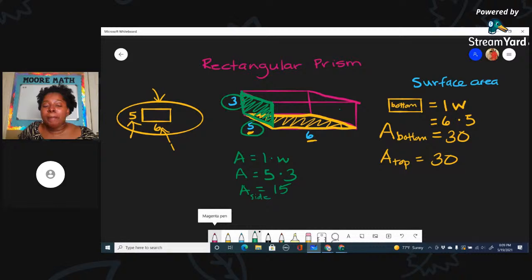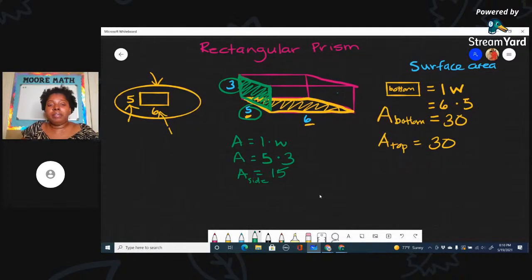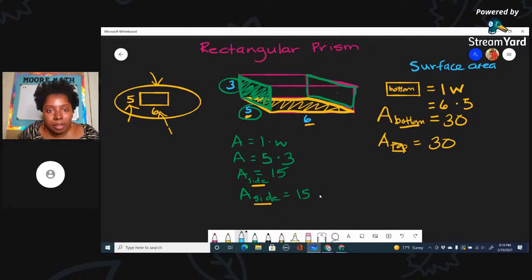So this side, opposite it, should be what? So if this side in green is 15, the side right across it should also be what? 15. Okay. So I have 2 sides that are 15. So let's pause. We have the bottom, we have the top, and now we have the 2 sides. Lastly, we're going to take the front.